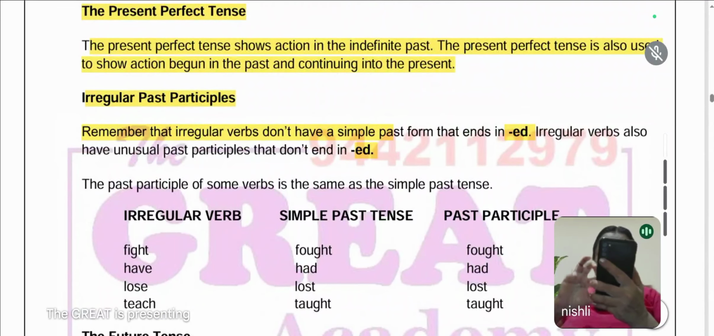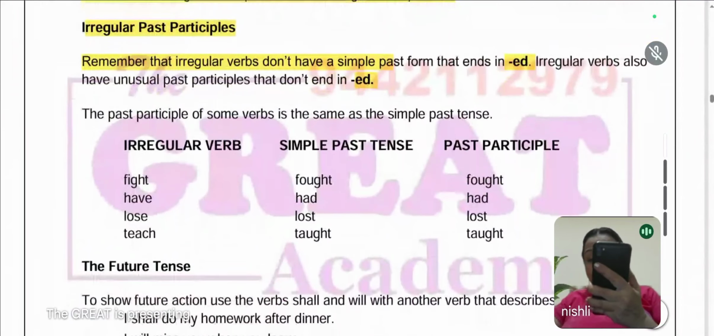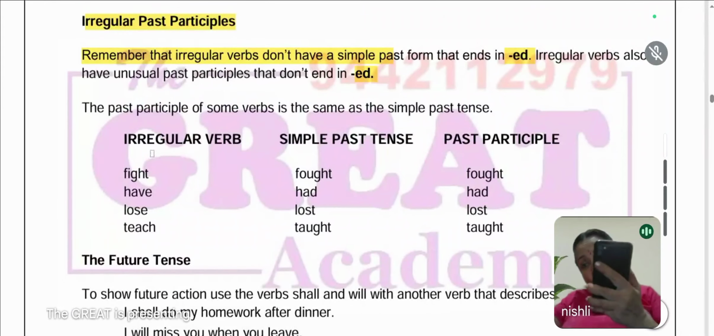For example, fight. The simple past tense is fought. Fight is present tense. Fought is over, past tense. Next, the past participle is fought again. Next one, have, as I told you, had. Then the past participle is had again. Next one, teach, lose, lost, then lost again.